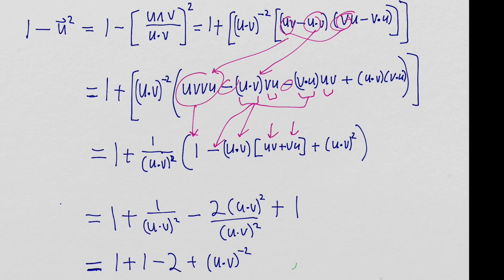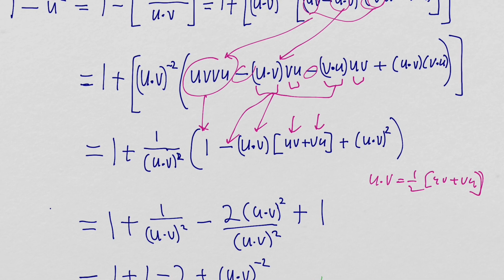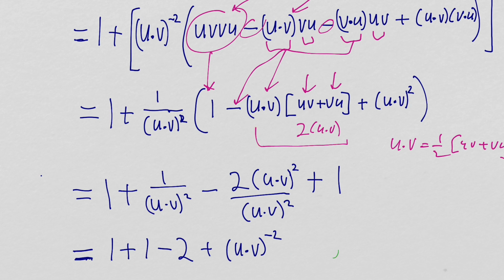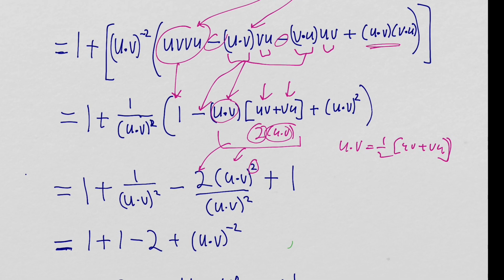But uv plus vu, well, u dot v equals 1/2 of uv plus vu, right? So this is just equal to 2 u dot v. And that's how this whole thing ends up like that. Here's u dot v, here's u dot v. That's two factors of it. So there's the exponent, and this factor of 2 comes right from there. And then this last part just becomes u dot v squared.